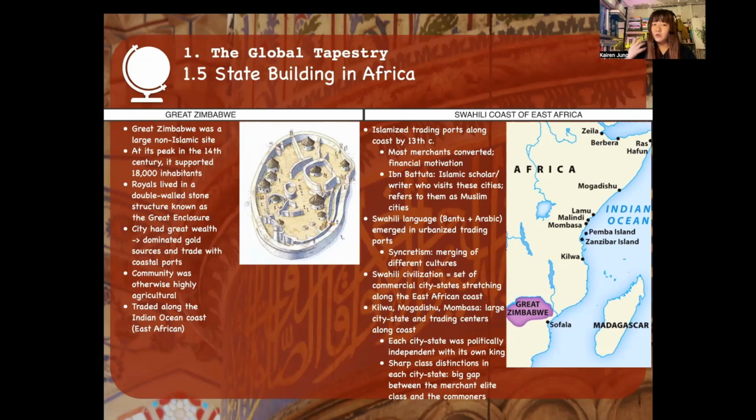They dominated the gold sources and the trade with all the coastal ports, and the community was otherwise highly agricultural. They traded along the Indian Ocean coast, especially the East African Indian Ocean coast. We see here Great Zimbabwe in purple on that map. These trading cities, these ports, are hugely important. They were Islamized trading ports along the coast.